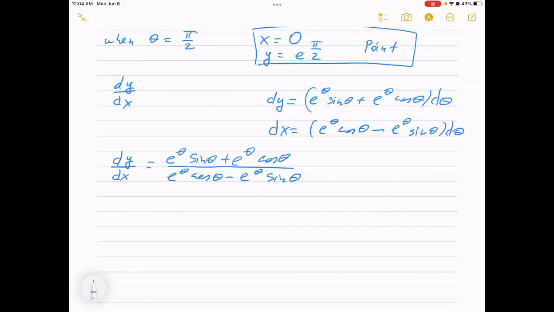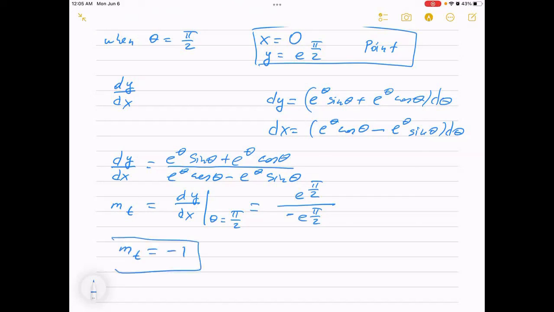The slope of the tangent line is going to be the derivative at the instant when theta equals pi over 2. So we substitute pi over 2 into the expression for the derivative. Recall that cosine of pi over 2 is 0 and sine of pi over 2 is 1. So we get e to the pi over 2 on top and negative e to the pi over 2 on the bottom. The slope of the tangent equals negative 1.